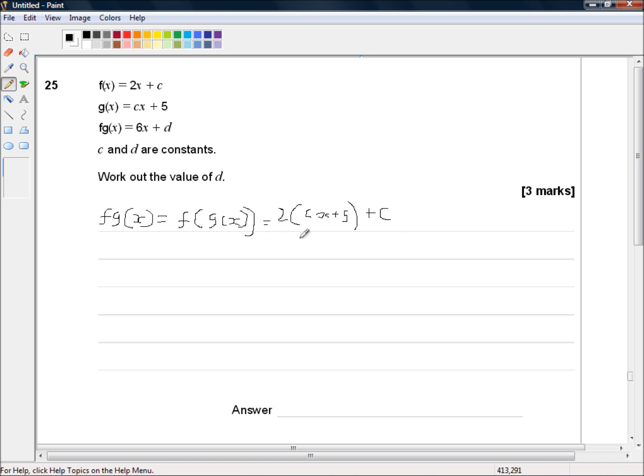So I suppose the sensible thing to do now is to multiply out those brackets. So that is equal to 2cx plus 10 plus c. Okay, and we're told that that is equal to 6x plus d. So this is equal to 6x plus d.